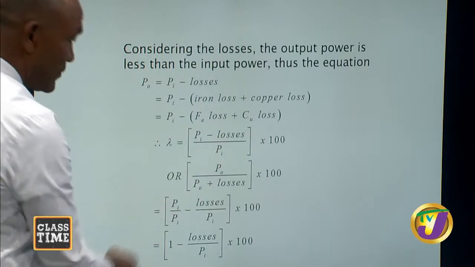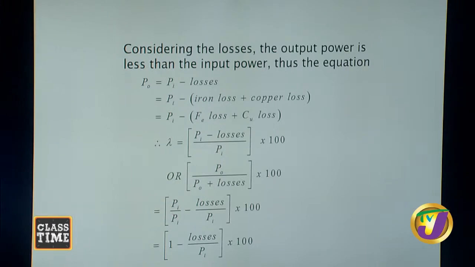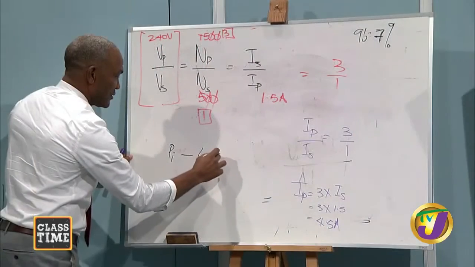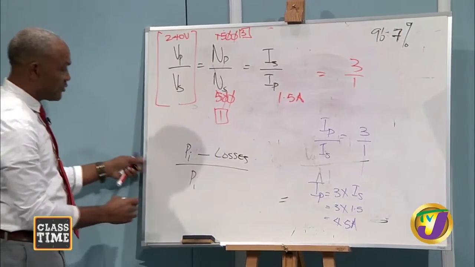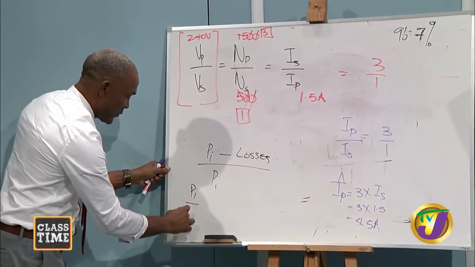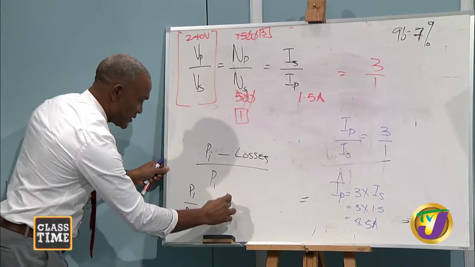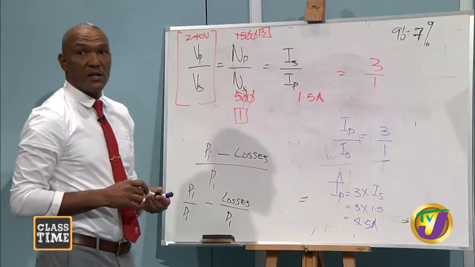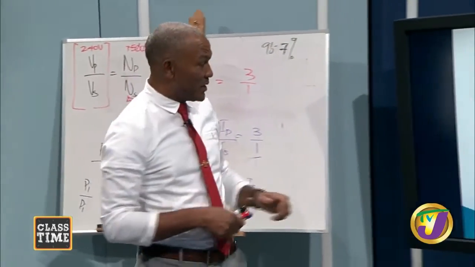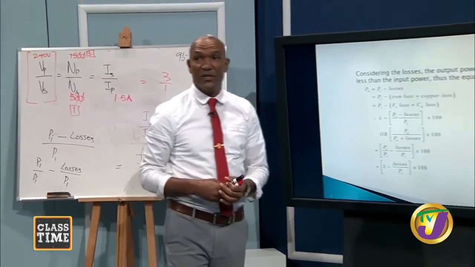When you have a fraction looking like this, you would have power in minus losses over power in. You could split this in two to say power in over power in minus losses over power in. All right, I'm going to be leaving it right there for today, and then we get back at another date.